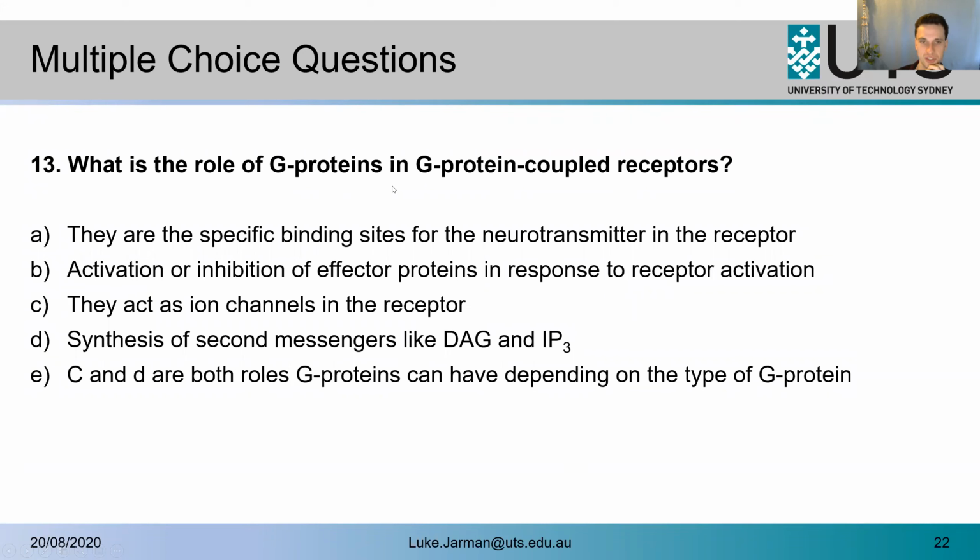Question 13, what is the role of G proteins in G protein coupled receptors? So G proteins are really important. It's where you have one tiny molecule binding to that G protein coupled receptor, and it causes a cascade effect. So one molecule has, through cascade signaling, a really big impact. So the answer is B, activation or inhibition of effector proteins in response to receptor activation.